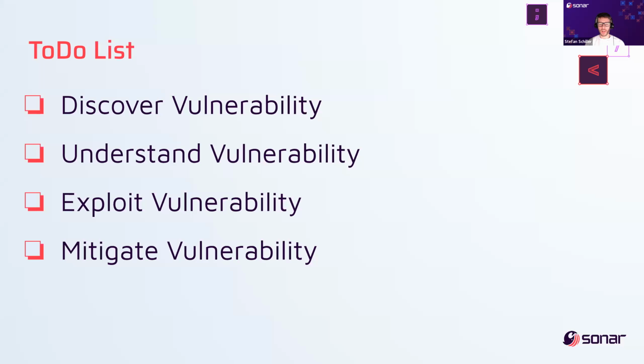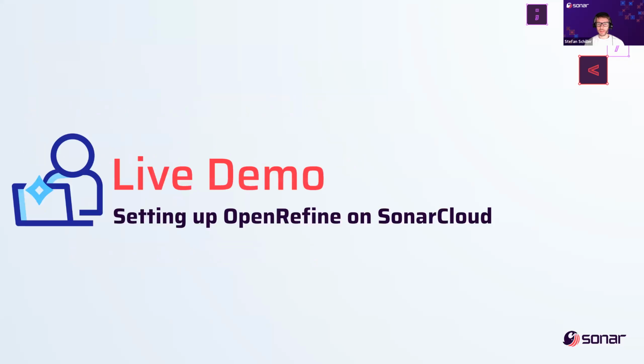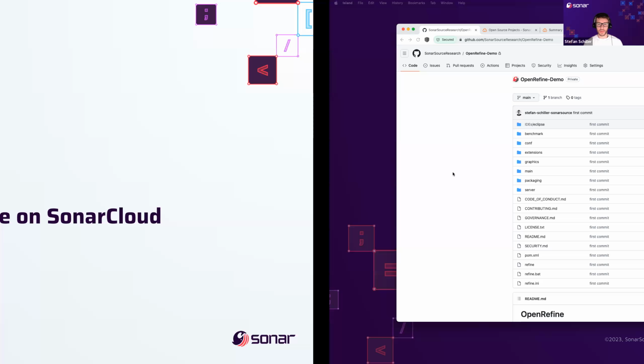Our to-do list for this application looks like this. We want to discover, understand, exploit, and mitigate a vulnerability. So let's get our hands dirty and start with the first point. Discover a security vulnerability. How much effort does this take? Let's just see it ourselves and set up OpenRefine on SonarCloud.